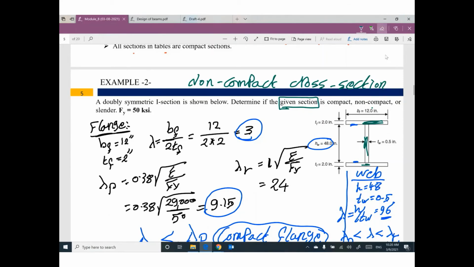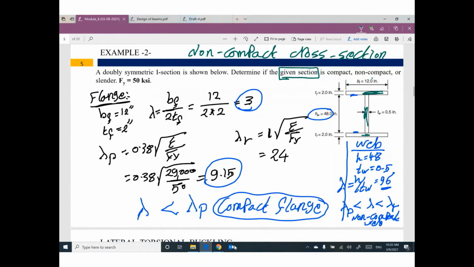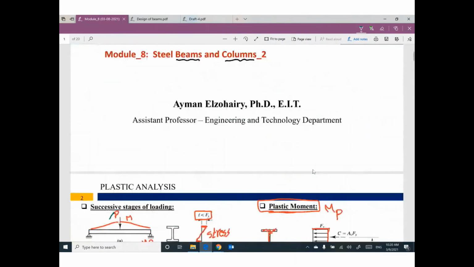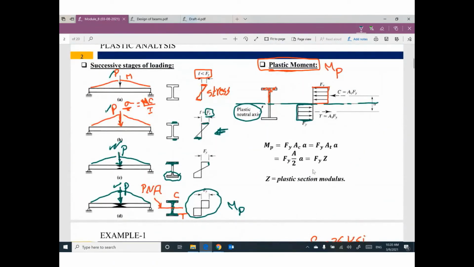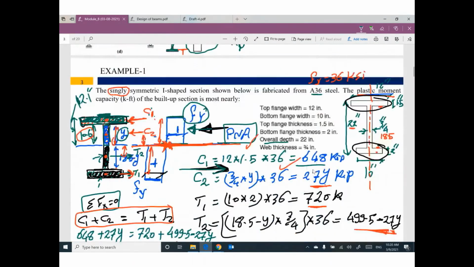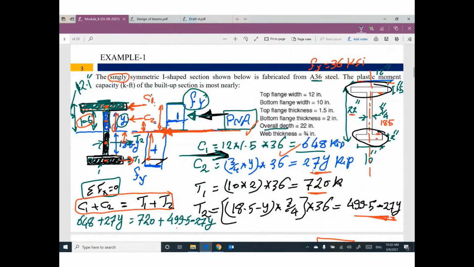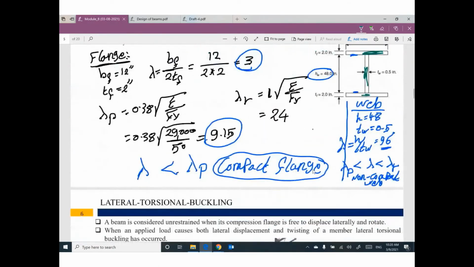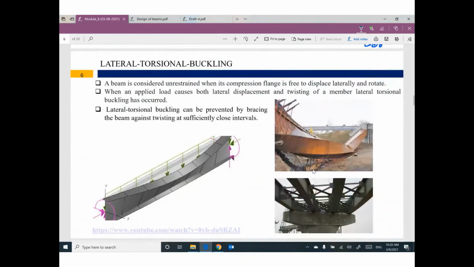Any question so far? Right now, we learned the meaning of plastic analysis, plastic moment, and plastic neutral axis. How can we figure out where the plastic neutral axis is? What is the value of the plastic moment? How can we figure out the classification of a steel cross section: compact, non-compact, or cylinder? And we have an example. Any question so far? If you have any question, let me know.